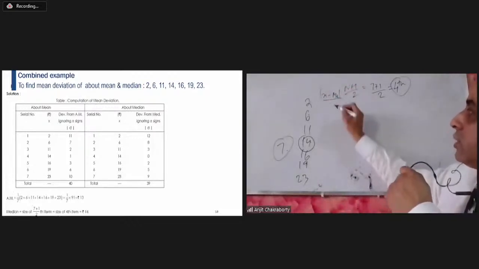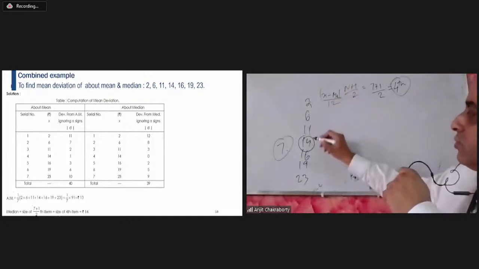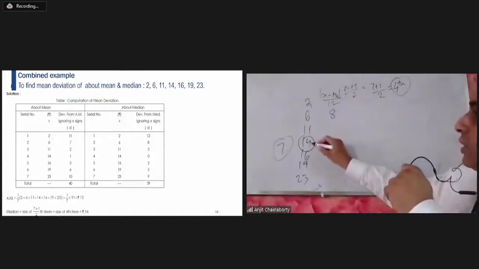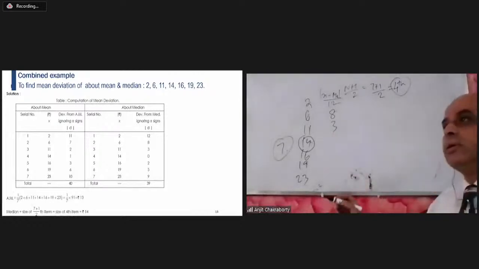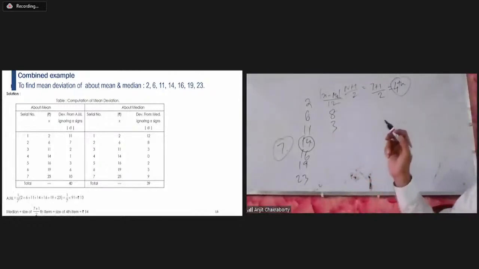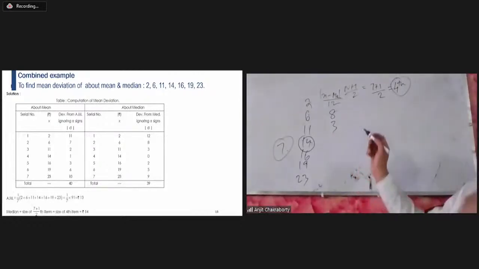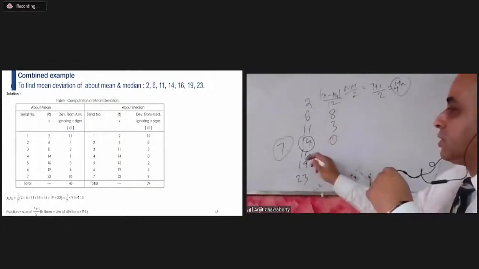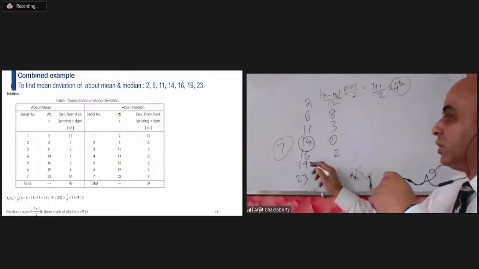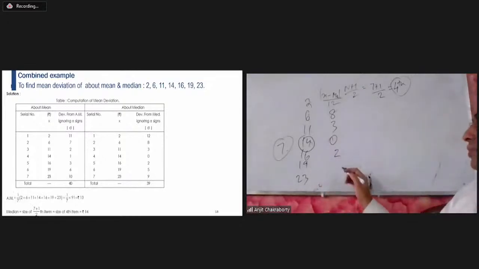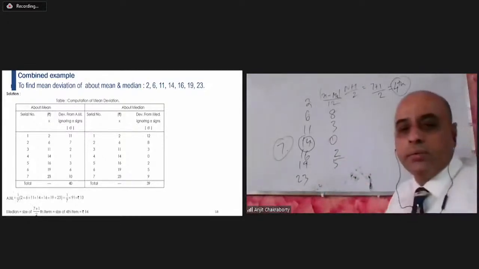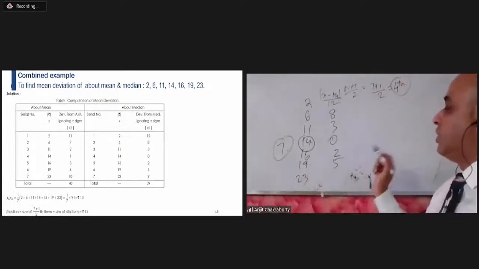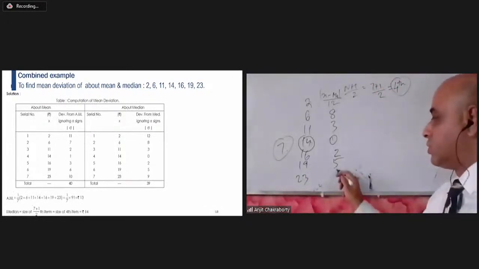2 and 14, the difference is 12. 6 and 14, the difference is 8. 11 and 14, the difference is 3. 14 and 14, the difference is 0. 16 and 14, difference is 2. 19 and 14, the difference is 5. And 23 and 14, the last one, the difference is 9.